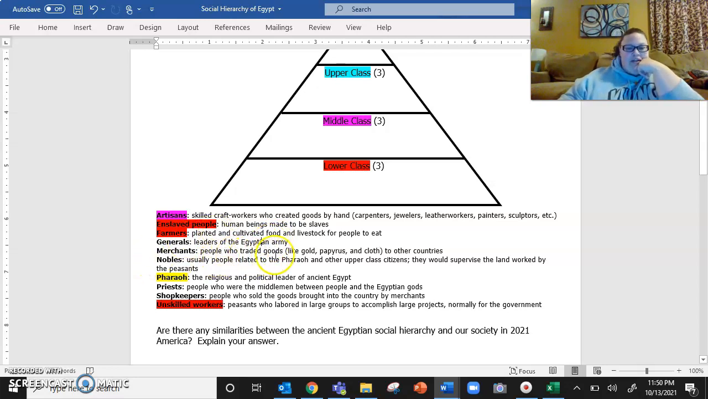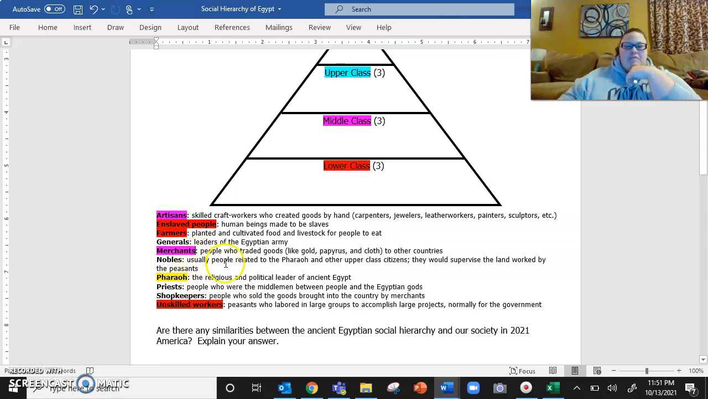Merchants were people who traded goods, like gold, papyrus, and cloth to other countries. Could that be considered a business? Trading from one place to another? Definitely. So our merchants were also in the middle class.